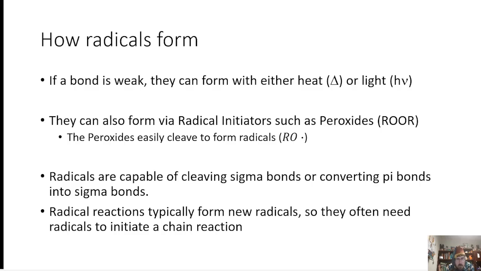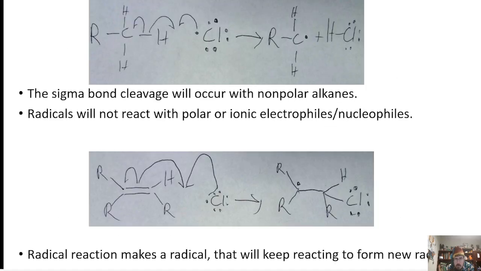But usually, as long as there's only one radical in solution, you're going to always generate a new radical. They often need radicals to initiate a chain reaction. But once they start, they go very fast, and they go for a while.